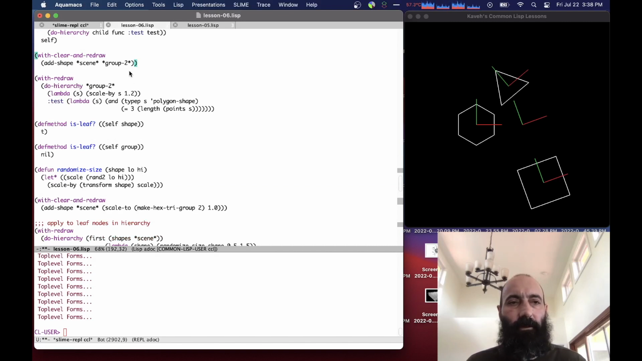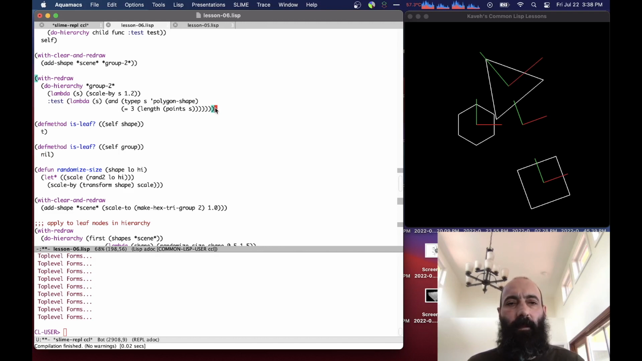And the root node is group 2. So it's not been added to the scene because I did it already. Now, if we loop through the hierarchy of group 2 and say scale each node by 1.2, but give it a test. And the test is the node must be of type polygon shape and it must have 3 points. So if we try that, let's see what happens. The triangle gets bigger and nothing else changes because the triangle is the only thing that satisfies those conditions of being a polygon shape and having 3 points.